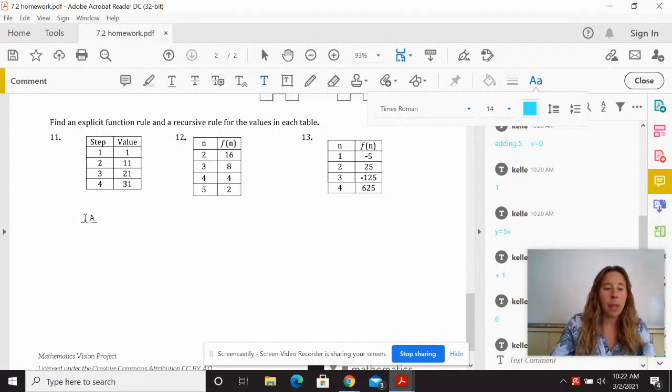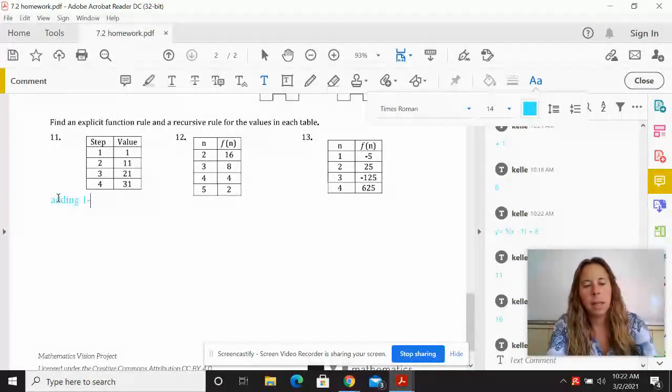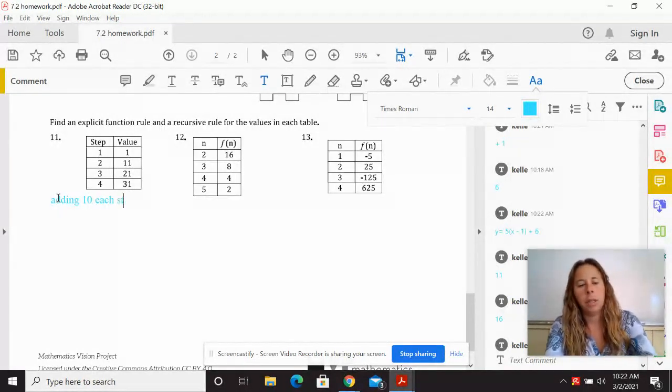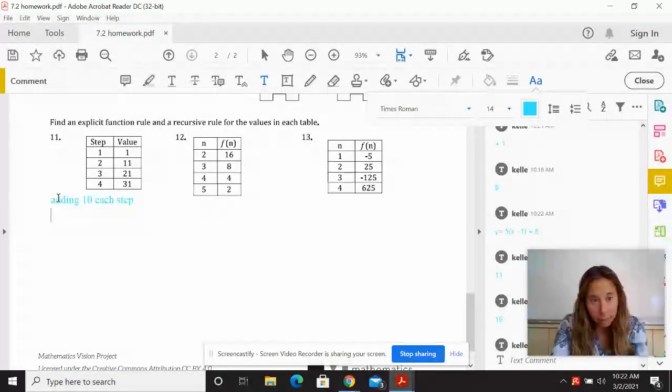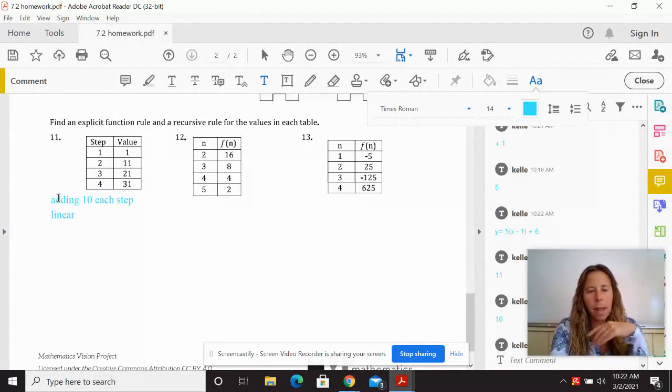Okay, so we are going from 1 to 11, 11 to 21. We are adding 10. Adding 10 each step. So if we are adding the same amount, that means linear. It is linear. Adding or subtracting the same amount means linear, as opposed to multiplying, which would be exponential.